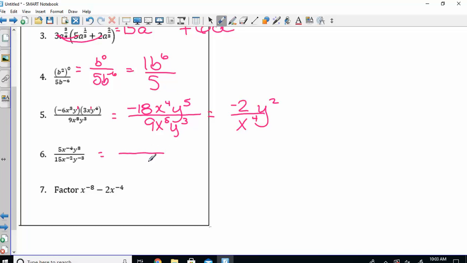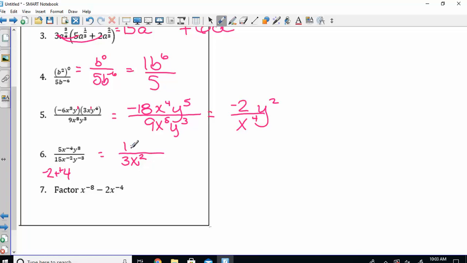Number 6 is a lot like this. My coefficients are 5 and 15. So can I reduce that? What does it give me? 1/3. Okay. X's. What's bigger, negative 2 or negative 4? Negative 2. So that's on the bottom, it'll end on the bottom. So you're doing negative 2 minus negative 4. And you get 2.